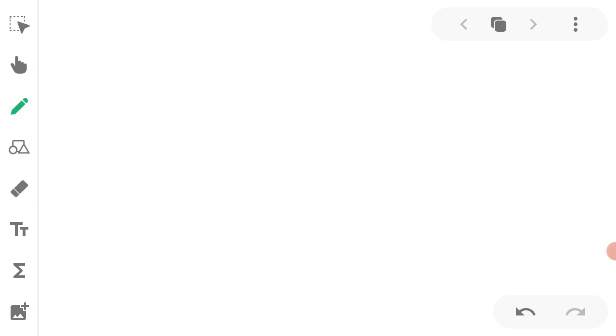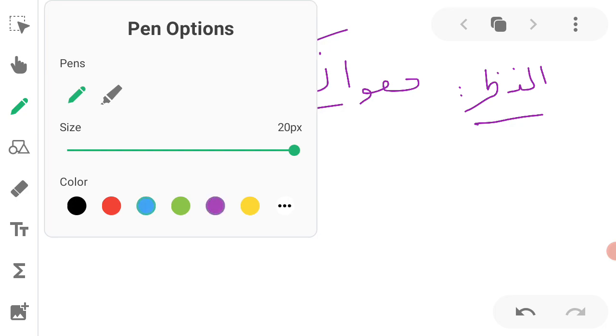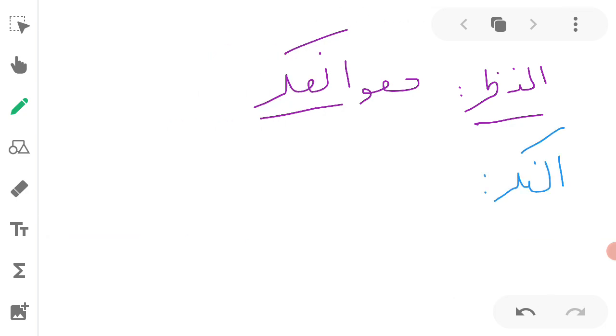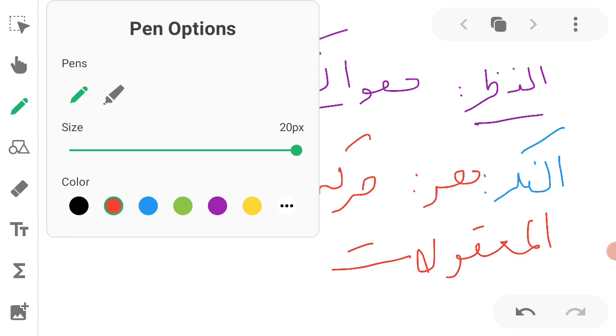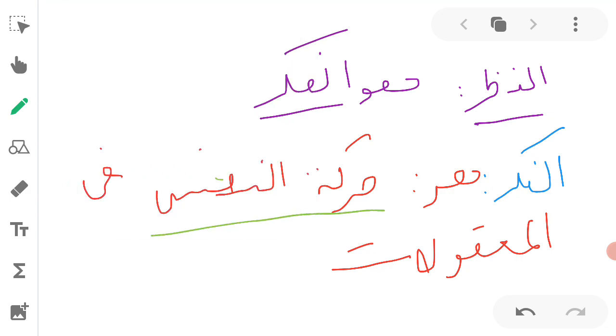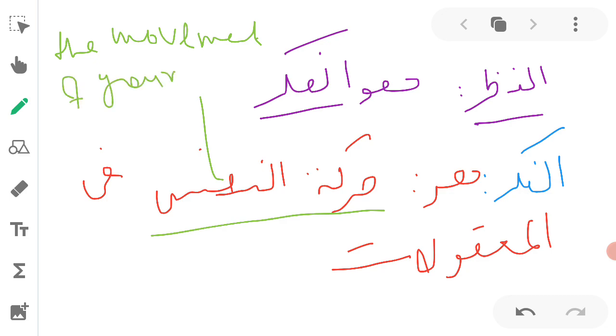So let's see that. An-nazar wal fikr. So first we define nazar as thought. Okay, but what is thought? Then he defines al-fikr: huwa harakatun nafs fil ma'qulat. Thought is the movement of yourself, your inner self, or your mind, if you want to say that.